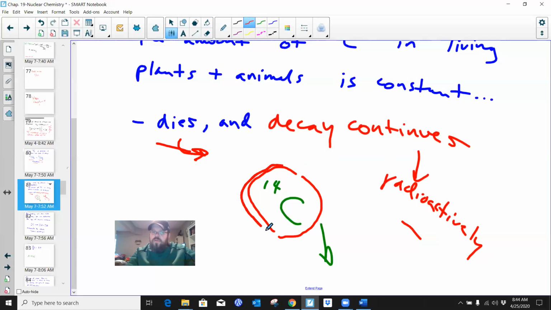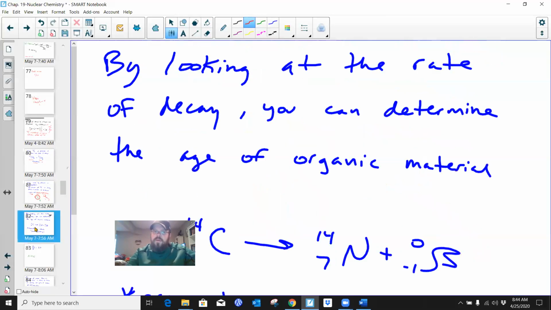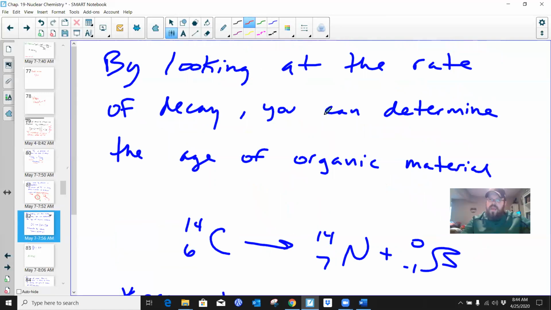So the carbon-14 that is present within organic materials, carbon-containing compounds, starts to decay. The decay continues though, right? So the carbon-14 now is going to decay and go through various half-lives over time, right? So by looking at the rate of decay, you can determine the age of the organic material.